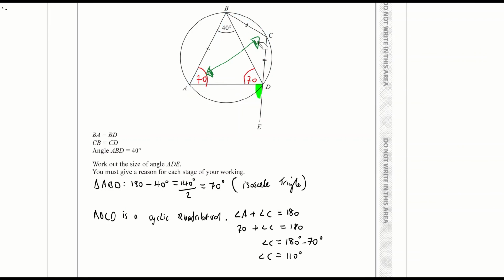So I'm just going to get rid of my information from my cyclic, and I'm going to mark in 110 degrees here. My next step now is to fill in these two angles in yellow. So I need to find the size of those angles. So I'm looking at the triangle now, BCD. So that triangle BCD must add up to 180 degrees.